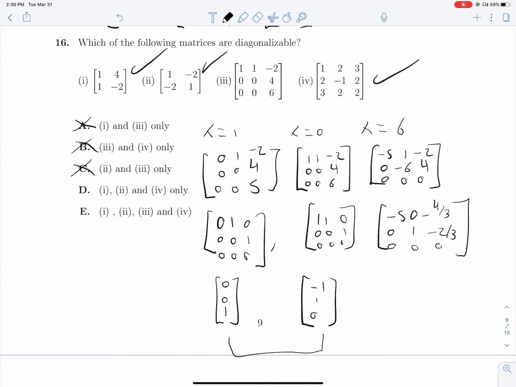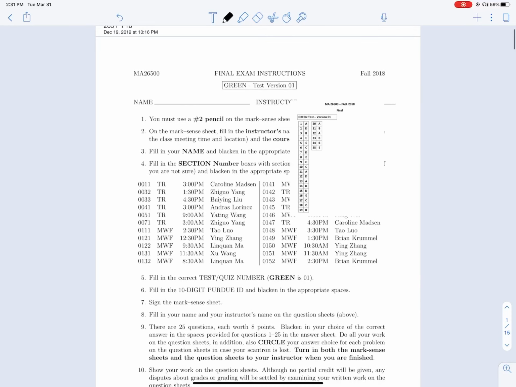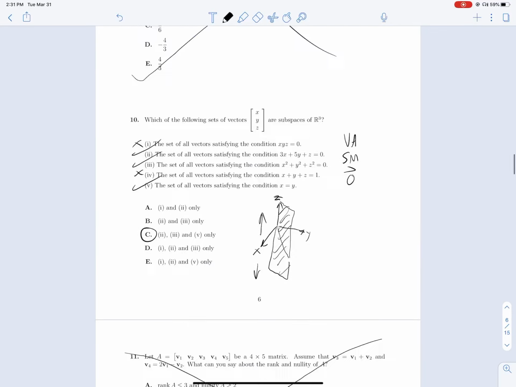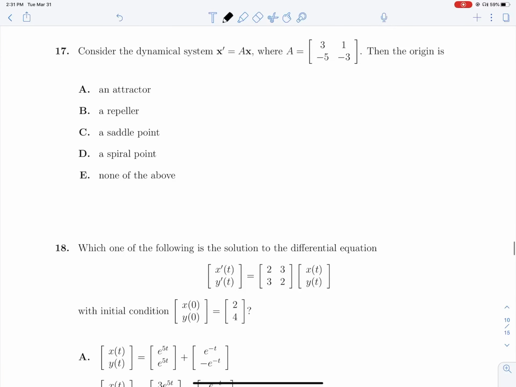So if I am correct, all 4 of these matrices are diagonalizable. So 16 should be E, which it is. I was not particularly confident about that. Okay, 17. Consider the dynamical system x prime equals Ax, where A is given there.